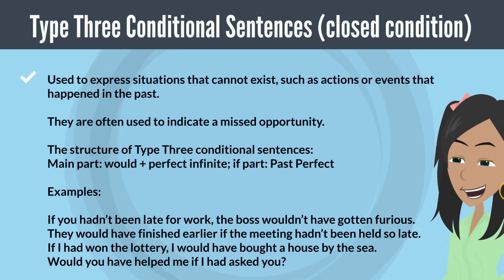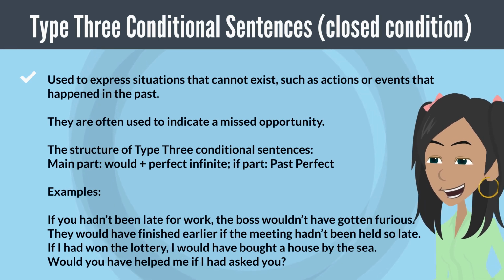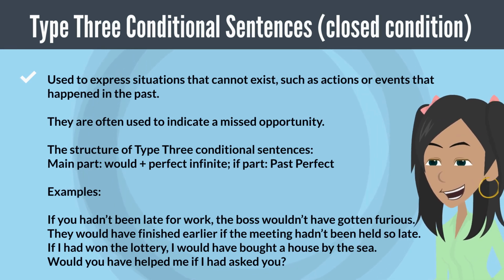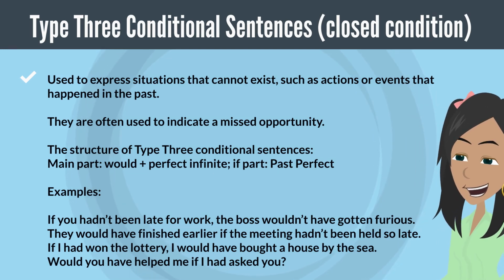The structure of Type 3 conditional sentences. Main part: would plus perfect infinitive. If part: past perfect. Examples. If you hadn't been late for work, the boss wouldn't have gotten furious.